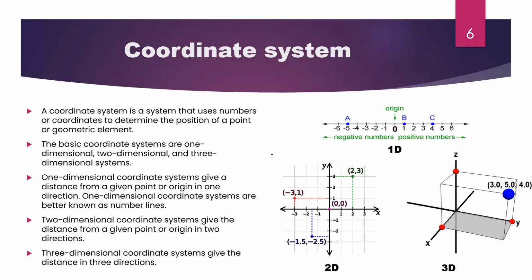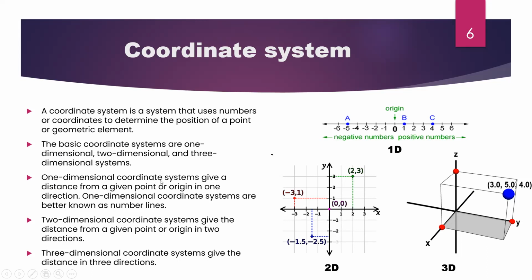Assalamu alaikum. My name is Mahfuza Akhtar and I will discuss about coordinate system. A coordinate system is a system that uses numbers or coordinates to determine the position of a point or geometric element. The basic coordinate systems are one-dimensional, two-dimensional, and three-dimensional systems.